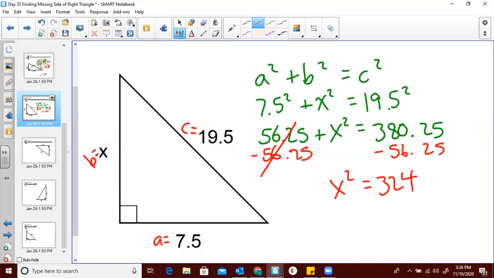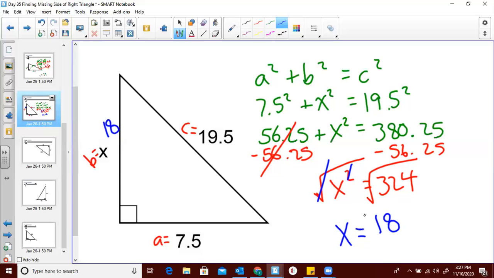Well, just like before, all we have to do now is the opposite of squaring a number, which is taking the square root. And what you'll see here, remember, our square root cancels out our square, so we just have our x. And the square root of 324 is 18. So x equals 18. So on this side, one of our legs was 18.